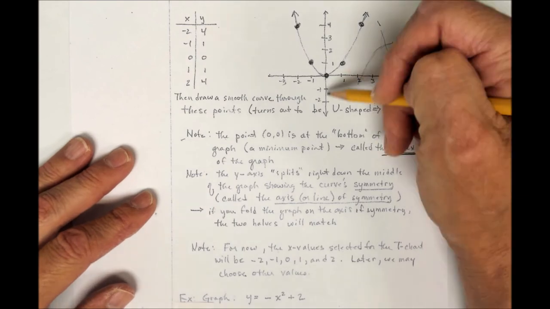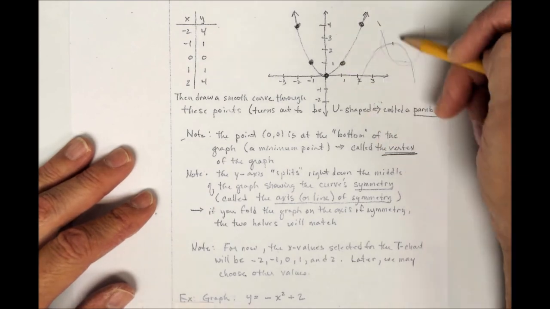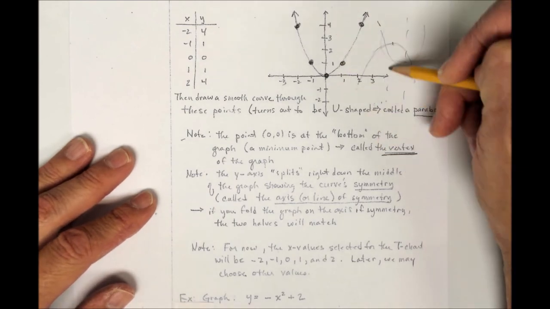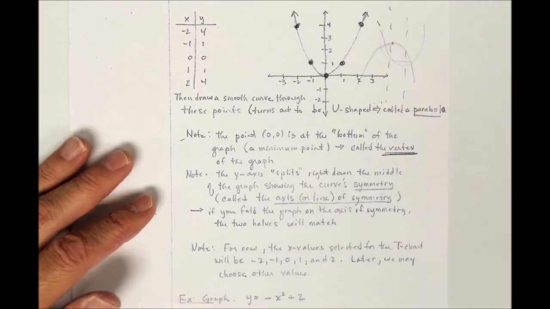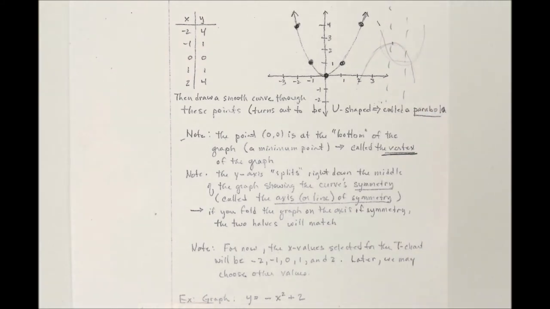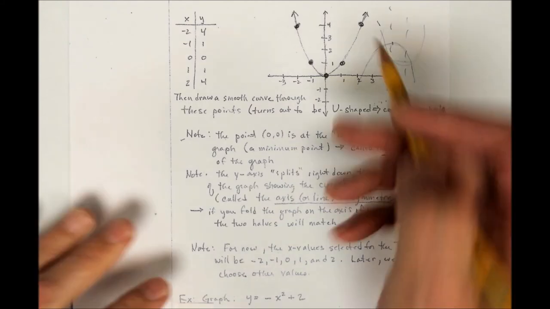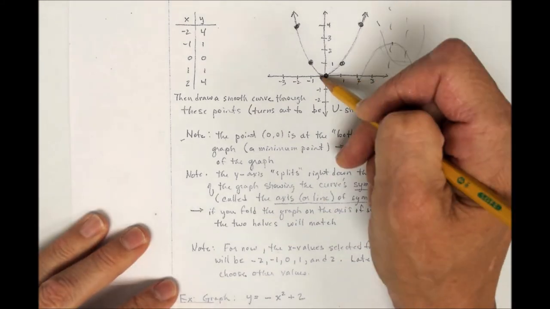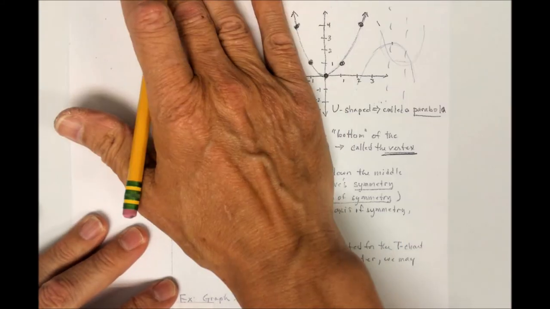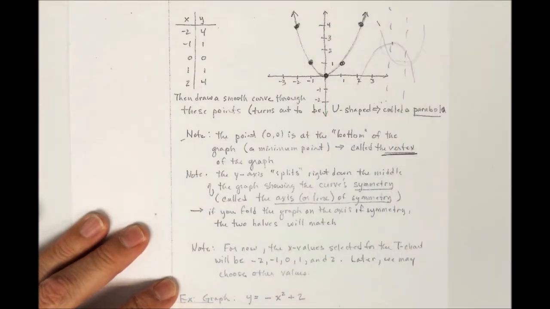And there's always a line for parabolas that cuts right through the middle, right through the vertex, which we call the axis of symmetry. You can use that to help you with your sketch, because you can see how this side and this side are related. It's just reflected right over the axis of symmetry.